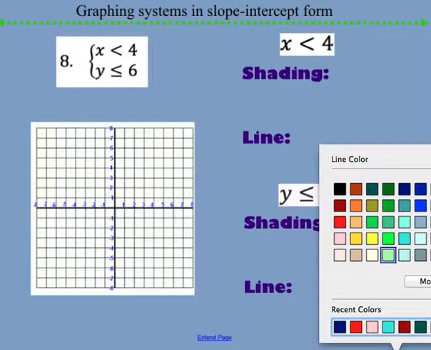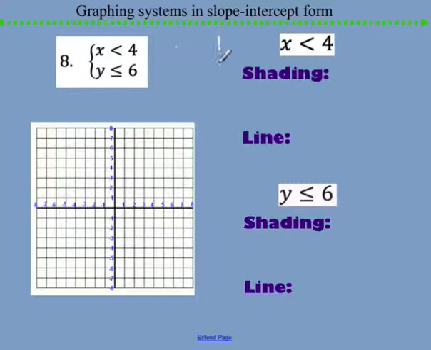So again, we have that whole x is less than, where it's just x. So I know my line is going to be vertical. So my shading, if x is less than 4, x gets smaller as you go to the left. So that means I need to shade to the left. And there's no line under that inequality. So that means my line is going to be dotted.